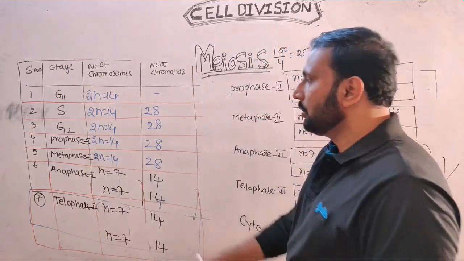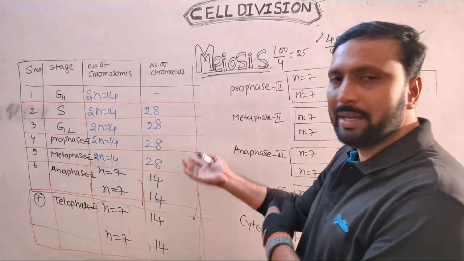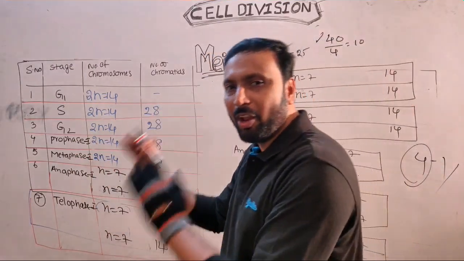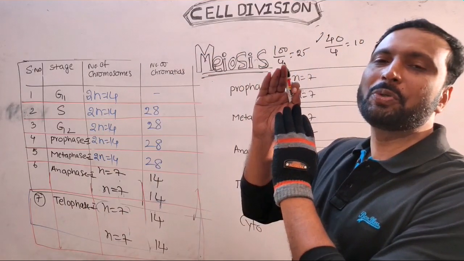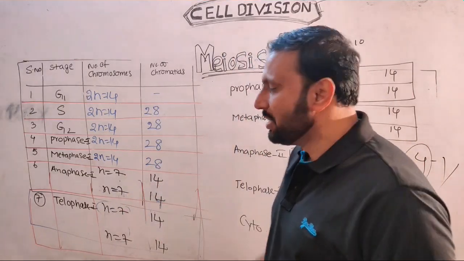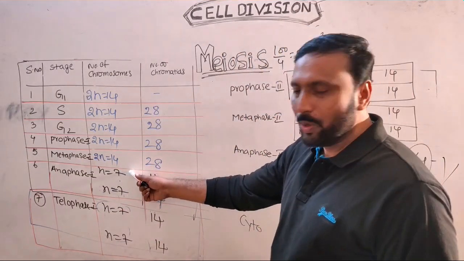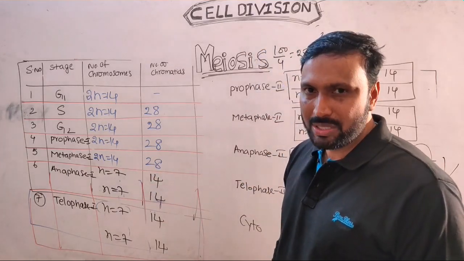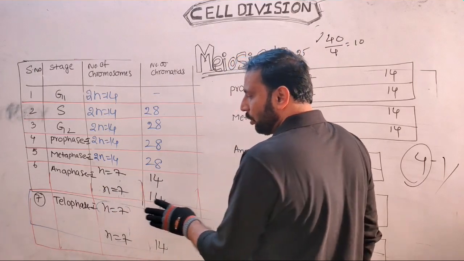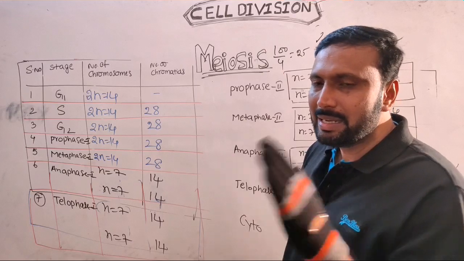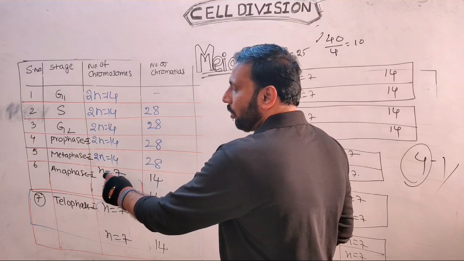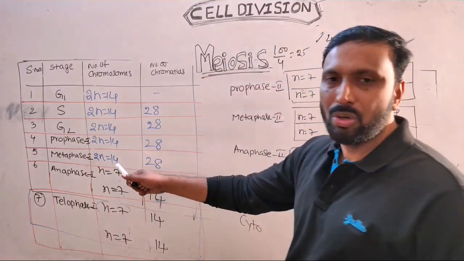And prophase 1, 2n equal to 14, chromatids 28. And the metaphase 1, 2n equal to 14, chromatids 28. But in anaphase 1, chromosome number is reduced to half. That is why at one pole n equal to 7, in another pole n equal to 7. But chromatid number: 7 chromosomes, 14 chromatids. DNA content is not reducing. DNA content is same, but chromosome number is reduced to half.